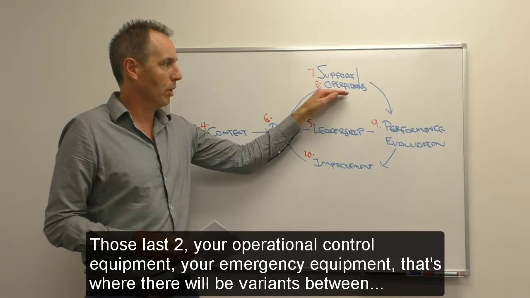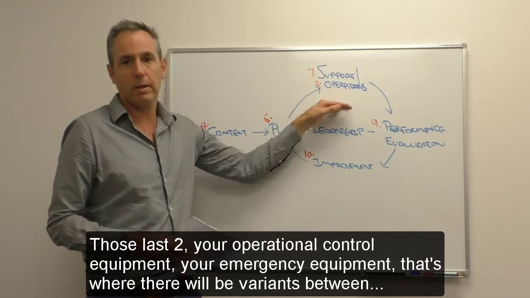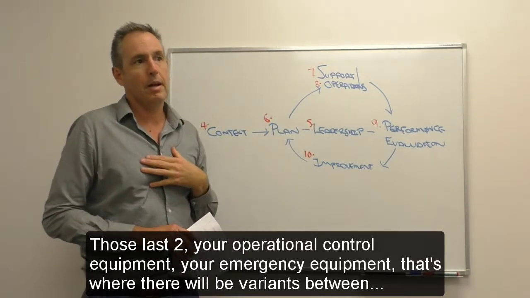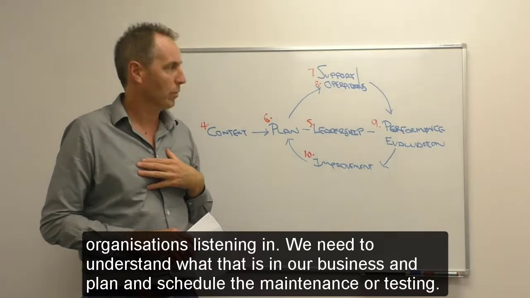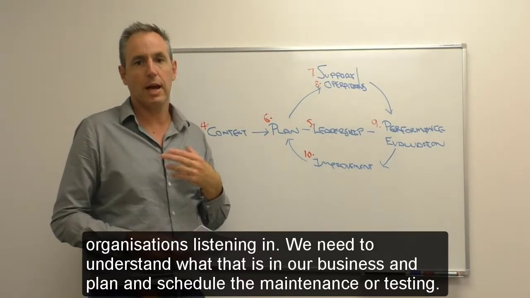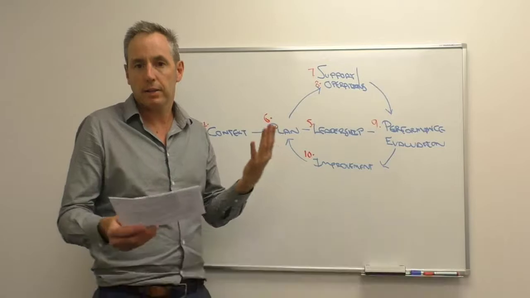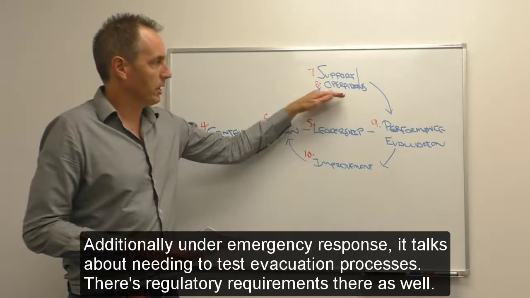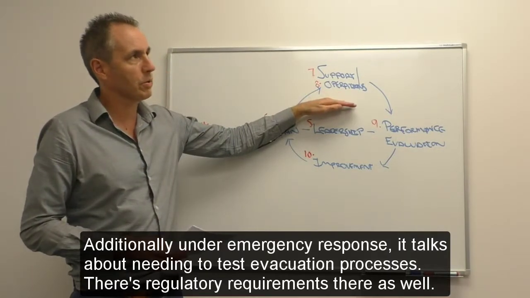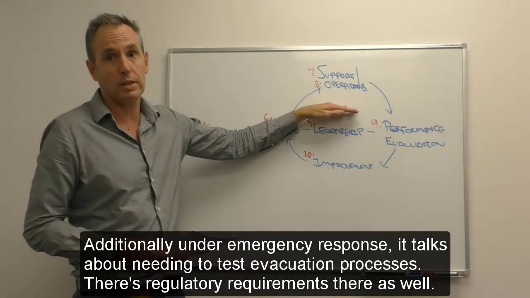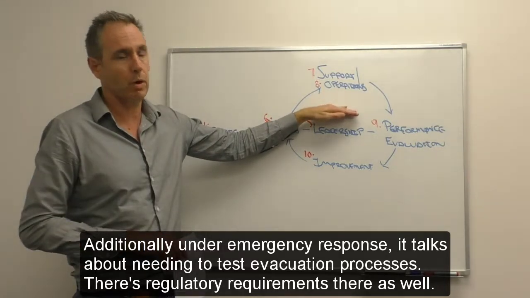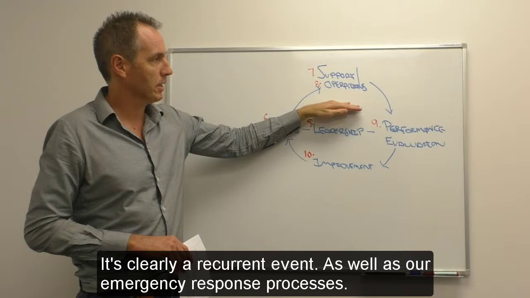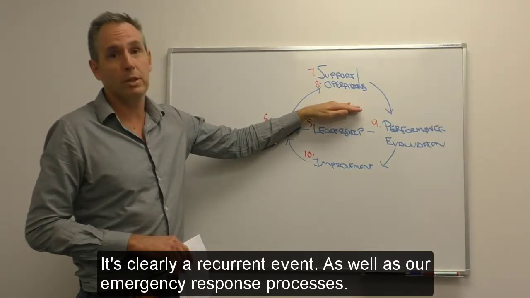Those last two, your operational control equipment and your emergency equipment, that's where there will be variance between organisations listening in. We need to understand what that is in our business and plan and schedule that kind of maintenance, testing, whatever's required. Additionally, under emergency response, it talks about we need to test our evacuation processes. There's regulatory requirements there as well. It's clearly a recurrent event, as well as our emergency response processes.